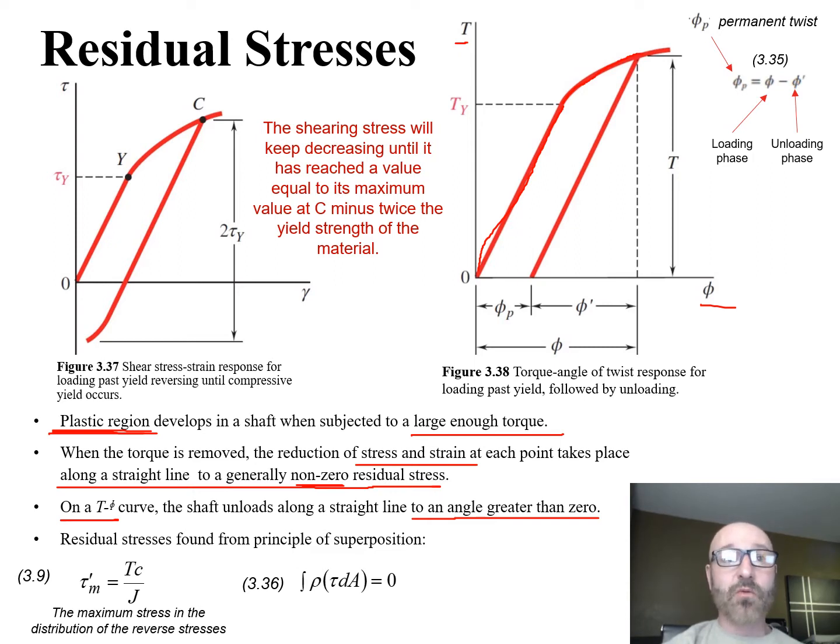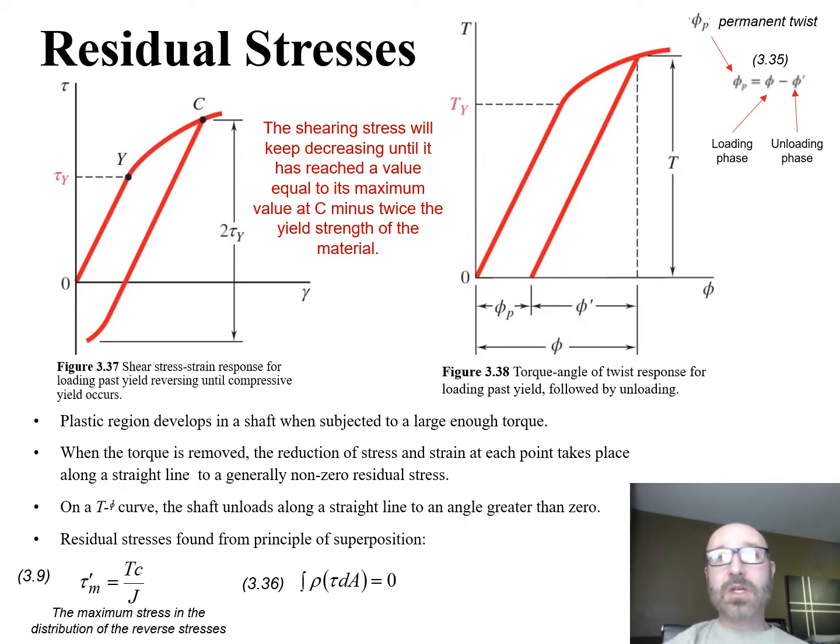So again, we remove the torque right there, and we can follow this reduction of stress down here, and as it says, it goes along a straight line to a non-zero residual stress, which is where we end up right here. So now we can see at that point, this distance from our 0 point at the beginning, this phi sub P. Now this phi sub P is our permanent twist.